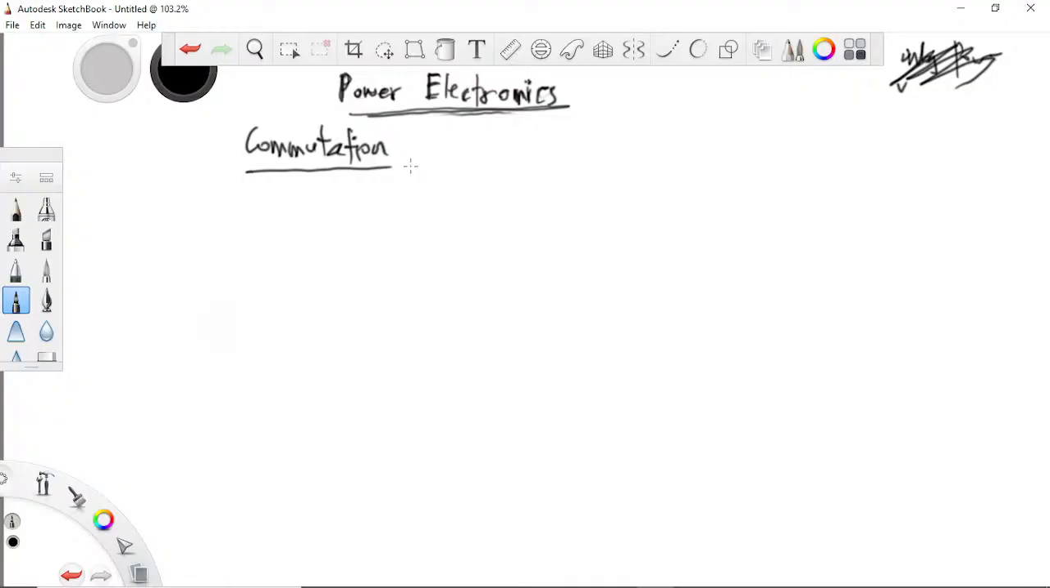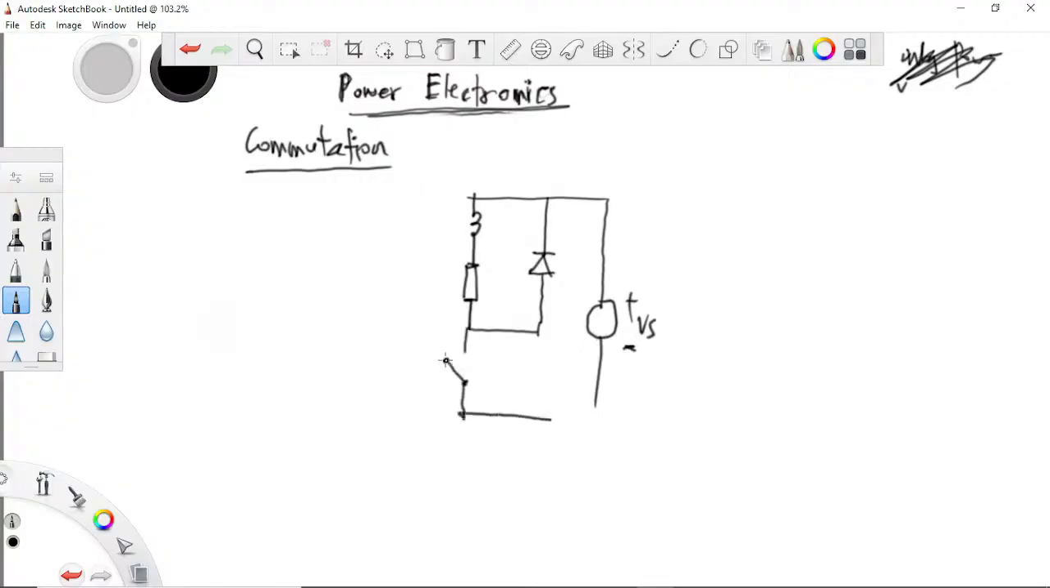So let's take an RL load. I have an inductance in series with a resistance, and then there is an anti-parallel diode here. There's a voltage supply Vs coming from this side, and then let me put a switch here. So this is my diode, this is my L and R, and this is my switch. Let me call my switch Q.